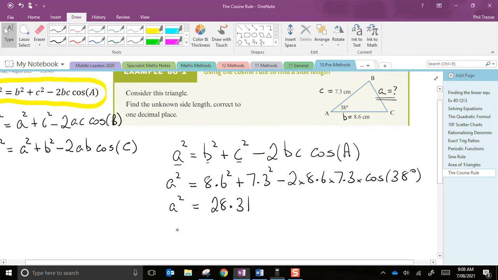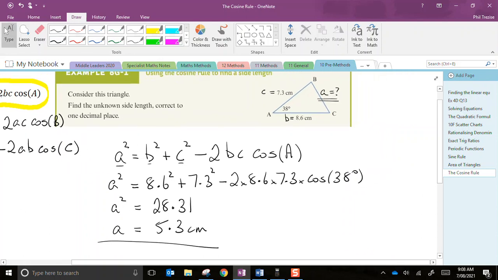a equals 5.3 centimetres. Now always go back and have a quick look to see if it makes sense. 5.3 is of the same reasonable sort of size as these edges, and remember the old idea that any two of the edges must add up to be greater than the third edge. Otherwise it can't be a triangle.